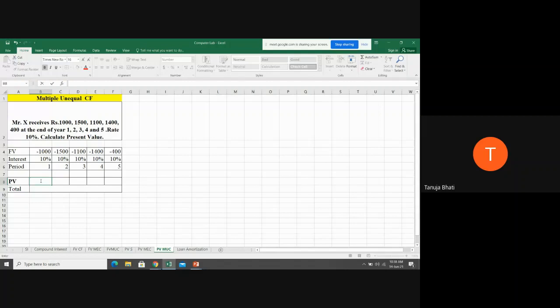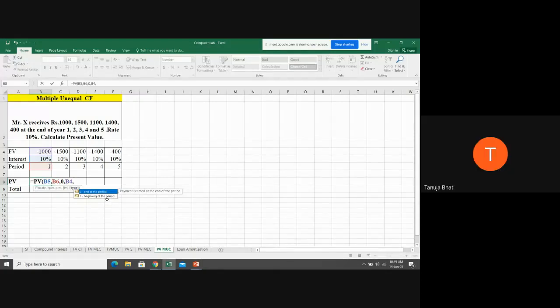Equal to PV, open bracket. First, what do I need to write? B5, then B6. Do I need to give a comma? Yes, comma. Next B6, comma, 0, B4, comma, 0. Because we're solving individually, next, B4, next.